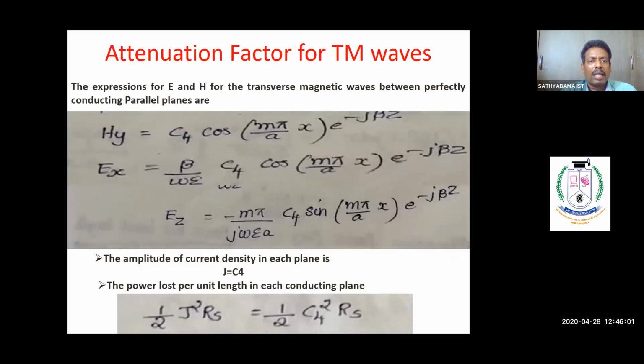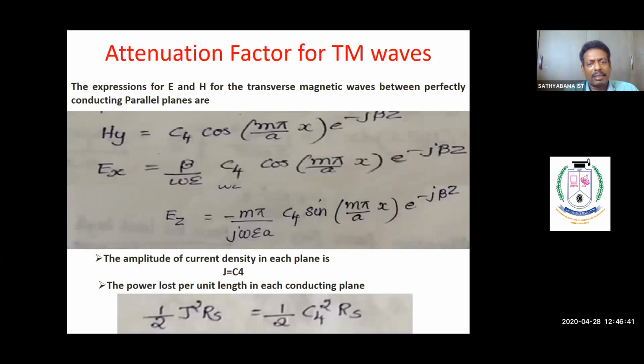In a similar way we can find the attenuation factor for TM waves. For TM waves, you have the magnetic field in the y direction, so you have the Hy component in the expression, and you have an electric field component parallel to the direction of propagation. So you have Ex, the electric field in the x direction, the magnetic field in the y direction, and a component of electric field in the z direction. Only these three components exist for the TM wave: Hy, Ex, and Ez.